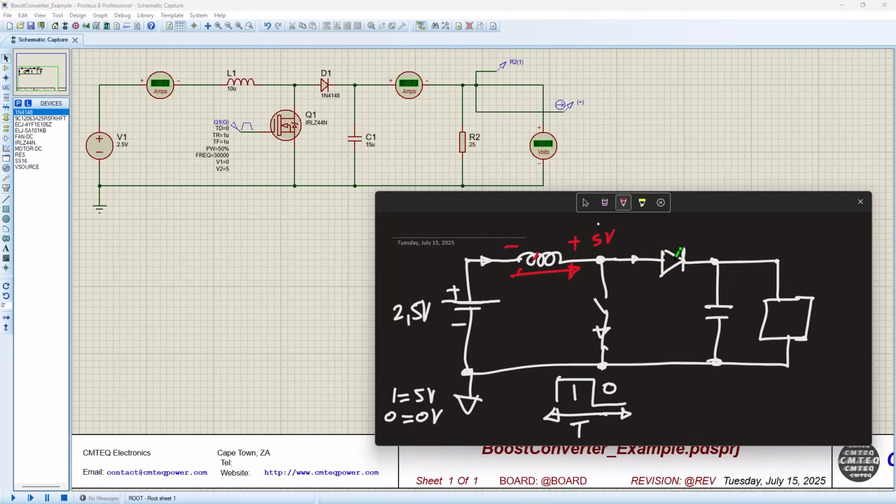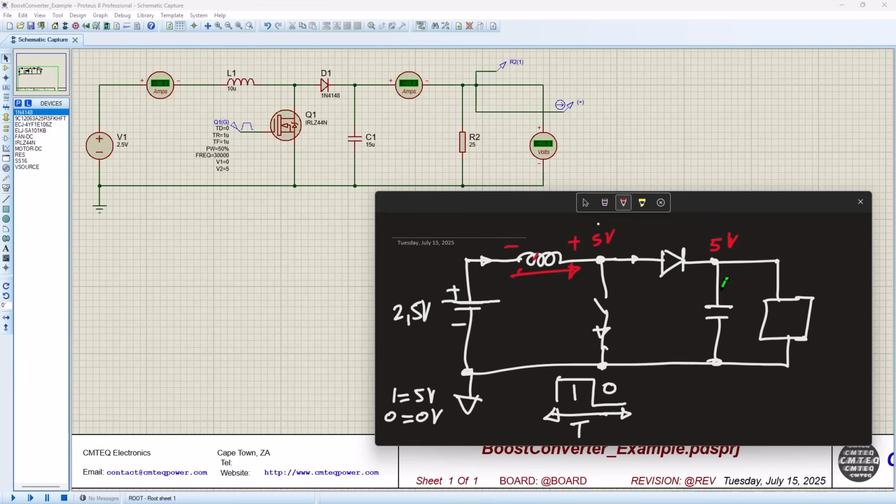Now let's assume this is a perfect switch and there won't be a voltage drop. The whole 5 volt is going to be here, and then it's going to charge this capacitor to 5 volt. It will hold it at 5 volt. Since that is happening when the switch opens, this capacitor will charge, and it will start to supply the load automatically because the load is also connected.